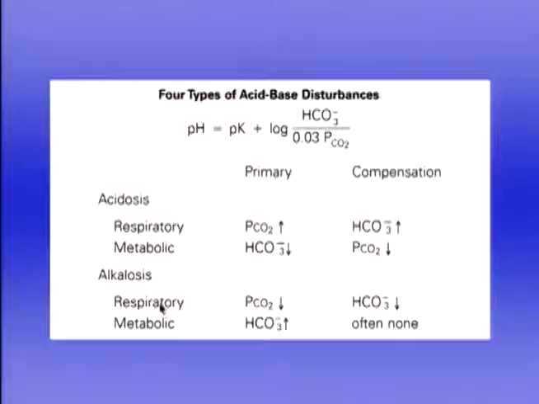Alkalosis can be respiratory, as for example caused by hyperventilation, and the compensation there is to reduce the bicarbonate. Or we can have metabolic alkalosis caused by loss of gastric acid, for example, in pyloric stenosis, and often there's no compensation here. So that's a very quick look at the 4 types of acid-base disturbances, and we're going to be looking at them in more detail as we go into the various lung diseases later on.